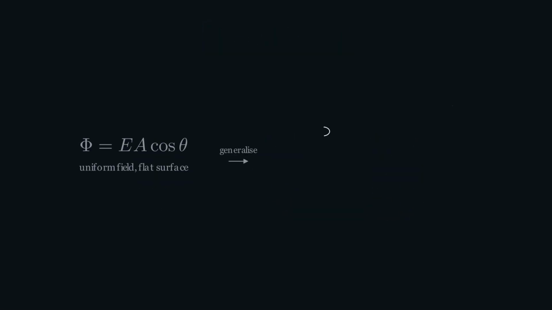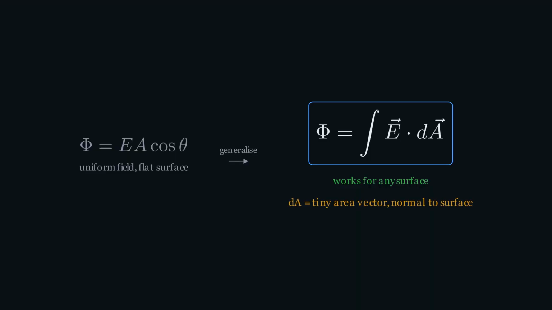One more thing before we move on. In calculus-based physics, we write flux more precisely as an integral. Phi equals the integral of E dot dA. The dA is a tiny area vector with magnitude equal to the area of a small patch, pointing in the normal direction. The dot product automatically gives us the E A cosine theta for each little piece, and the integral adds them all up over the entire surface. That's flux. Let's use it.